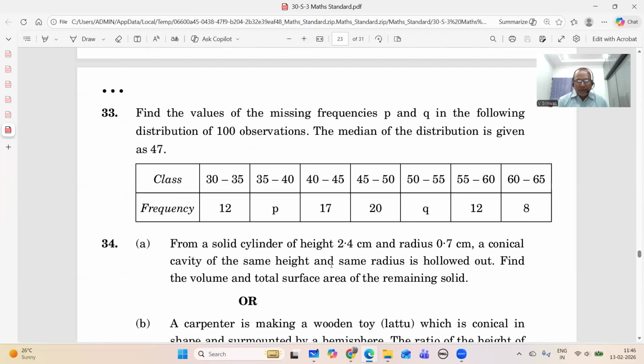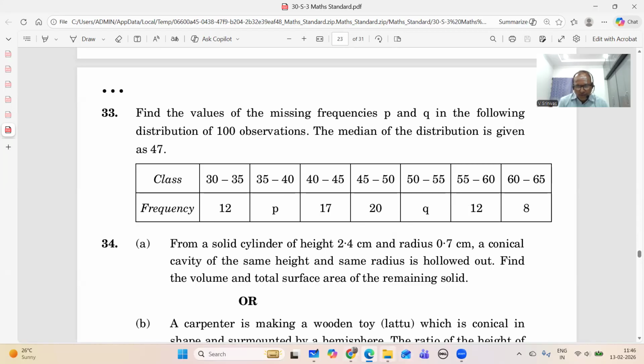34A. From a solid cylinder of height 2.4 centimeters and radius 0.7 centimeters, a conical cavity of the same height and same radius is hollowed out. Find the volume and the total surface area of the remaining solid. Okay, we'll take a solid cylinder, right? Its height and radius are given. And from this cylinder, a conical cavity of the same height and same radius is hollowed out. Okay, is carved out. And we have to find the volume and the total surface area of the remaining solid.